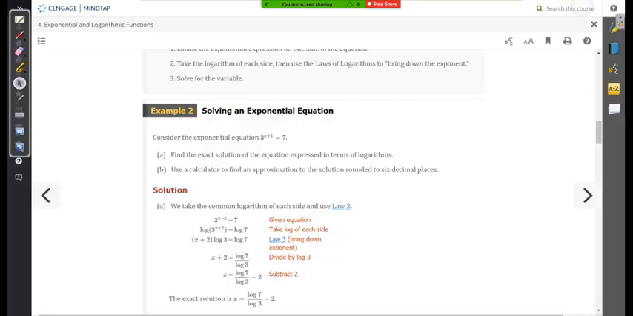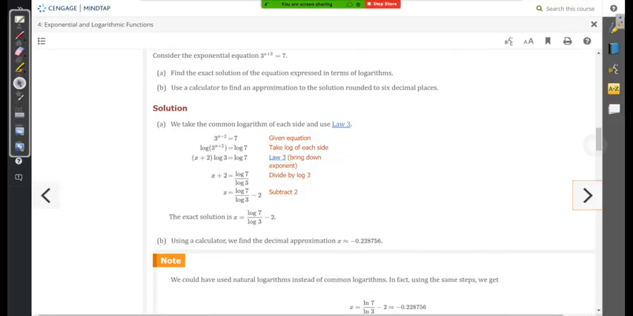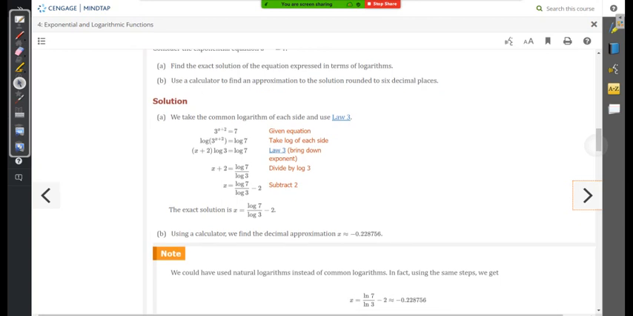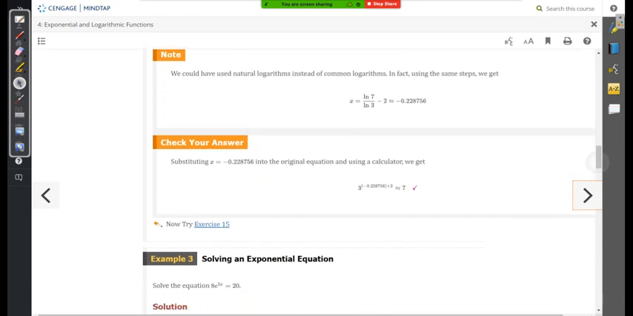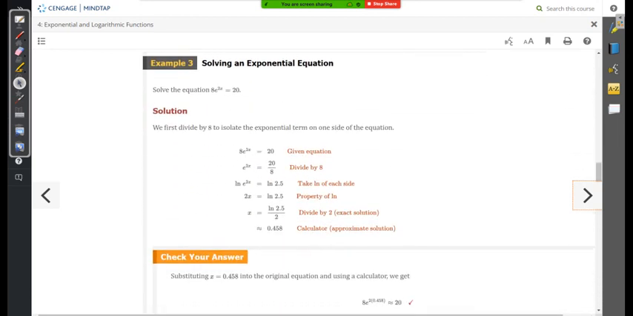Okay, so let's go ahead and proceed. And again, see, the textbook used log, but we see we have the exact same solution, right? Negative 0.228756. Oh, and there's a note. We could use natural log. Alrighty.